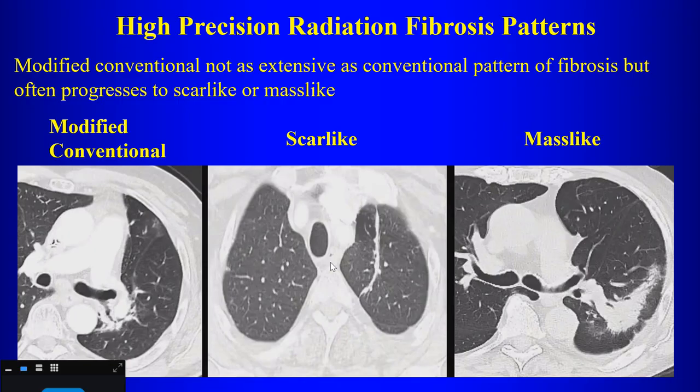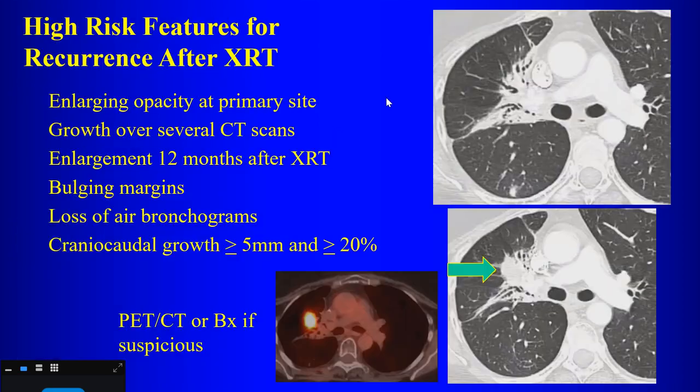So what are some of the changes that we can see? Well, the modified conventional pattern is where there's that sharp demarcation between the uninvolved lung and the involved lung, just like you would see with conventional radiation therapy. You can get these scar-like patterns where it looks like a linear scar. And then you can get a mass-like pattern where it looks like a mass, and these can be problematic when you're trying to differentiate between recurrent tumor and post-radiation fibrosis. So when you get a mass-like pattern, that can be a problem.